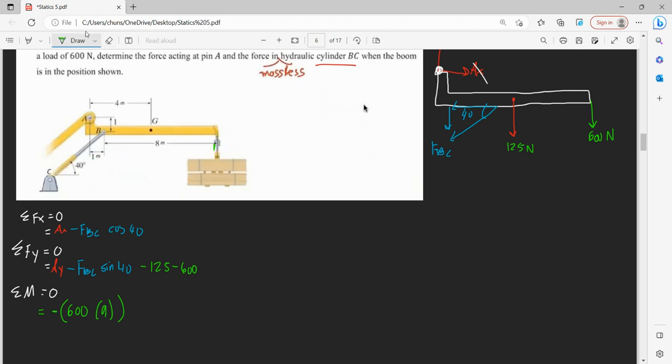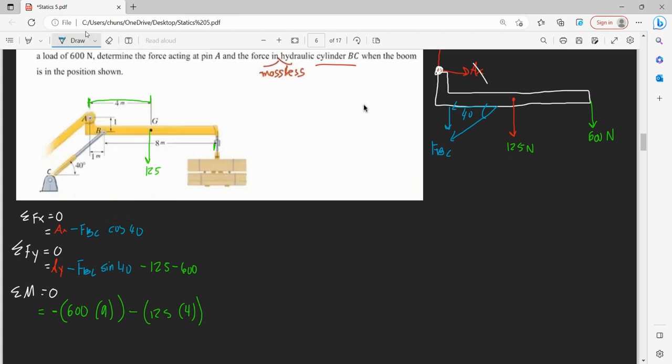Now if we look at our gravity, this acts at a distance of 4 meters horizontal because it's a vertical force, so we want horizontal distance, and it takes 4 meters to be in line with A. This is also in a clockwise direction, so this is 125 at a distance of 4 meters.